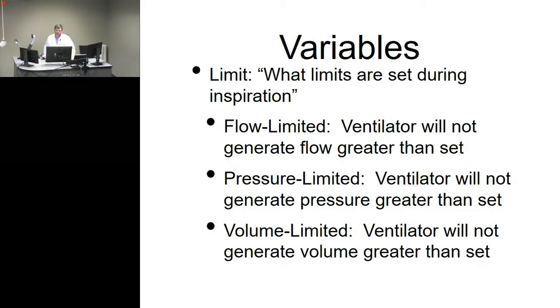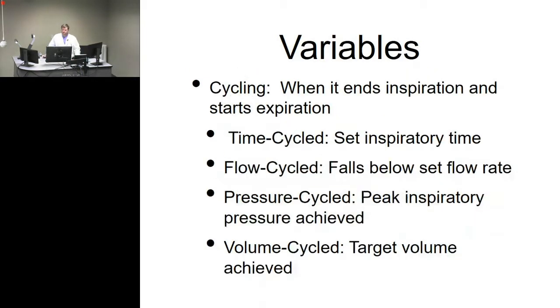Then you have your cycling variables. This is when it ends inspiration and then starts expiration. This is your transition phase, and you'll call that cycling off. You have time cycle, where you set the inspiratory time. This would be something you would see on pressure control. You would set your inspiratory time to 1.2 seconds, something like that.